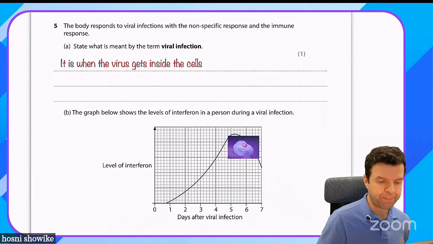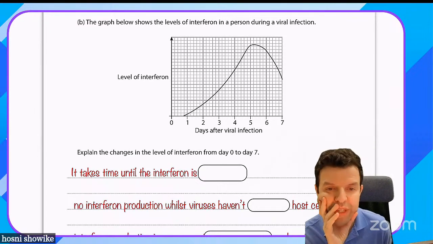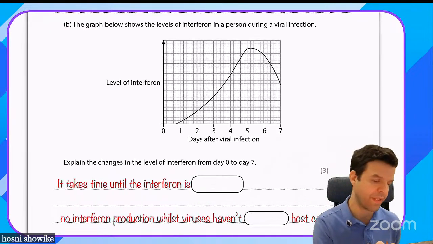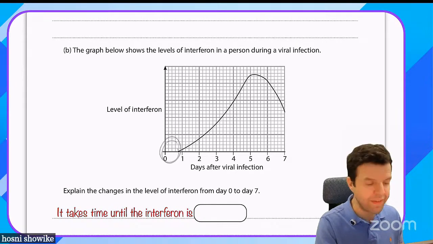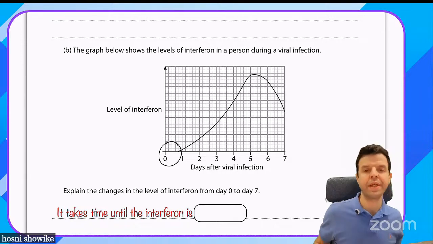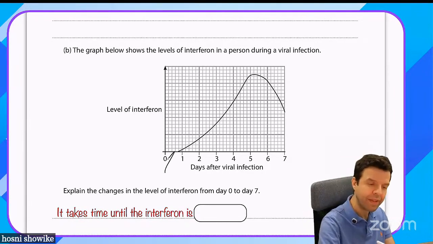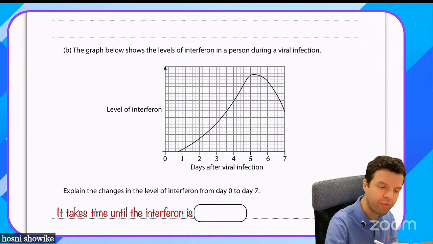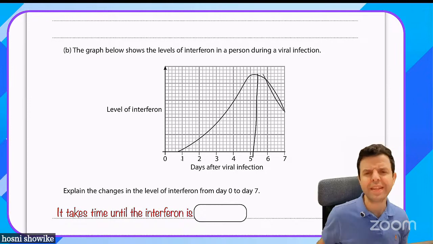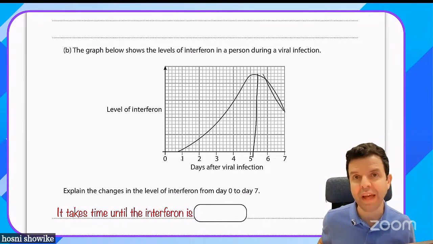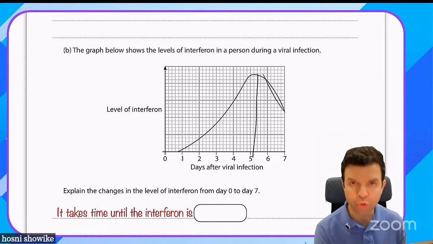So the question gave me a graph, and it's saying here, explain the changes from day 0 all the way to day 7. You can see here that the level of interferon was nearly 0. It was 0 here. Why was it 0? Because it takes time to synthesize the interferon. So even here, day 1, there was a very limited amount, then it increased, but then it decreased. What made that decrease? That's when the virus has been dealt with. The virus was phagocytosed. The virus was destroyed, so it's no longer a concern.